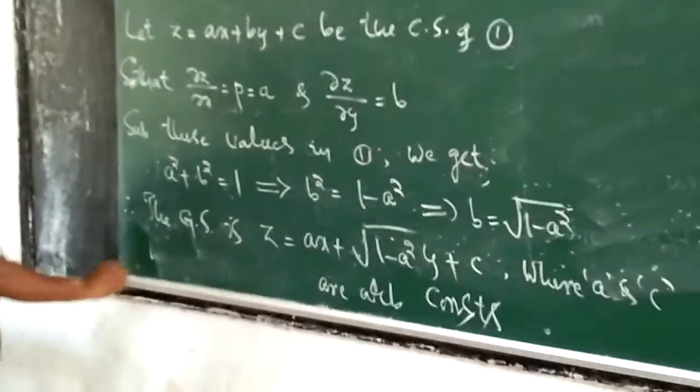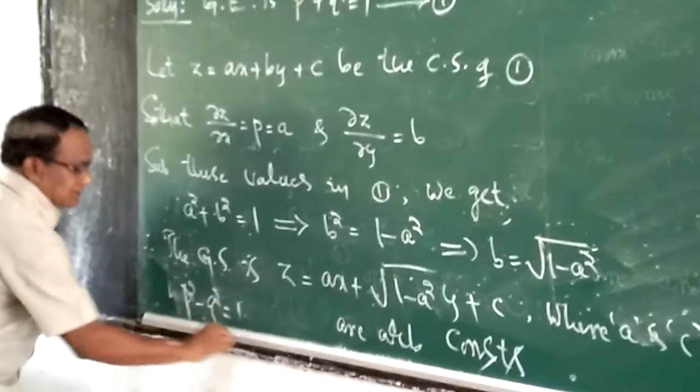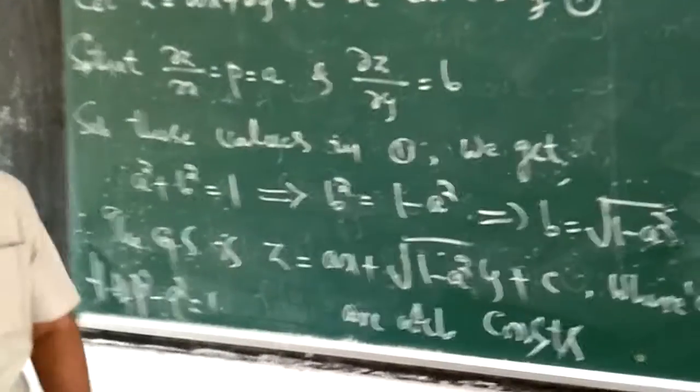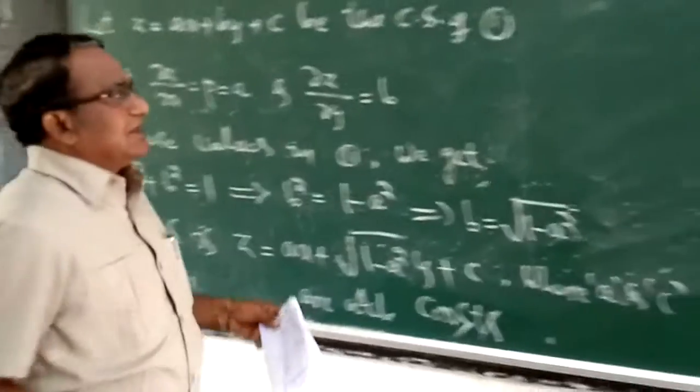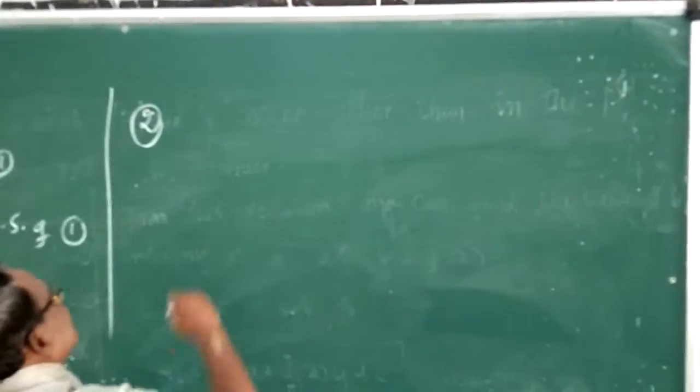Very simple it is. Similarly, you can solve p squared minus q squared is equal to 1. I will give you this as homework. Next, let us take up the second example here.